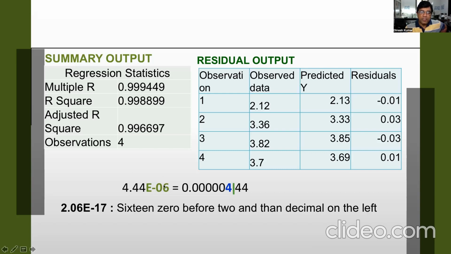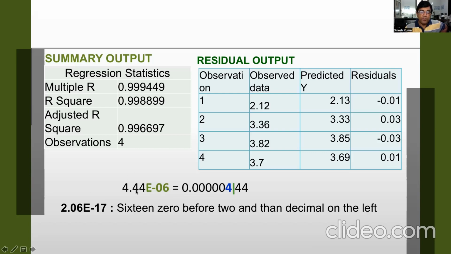If it is the case, that means you have to move 6 places left side. You need to move the decimal 6 places on the left side. So you can see here, if 4.44E-06 is written in the cell in Excel, then it means you have to move this decimal point 6 places: 1, 2, 3, 4, 5, 6.